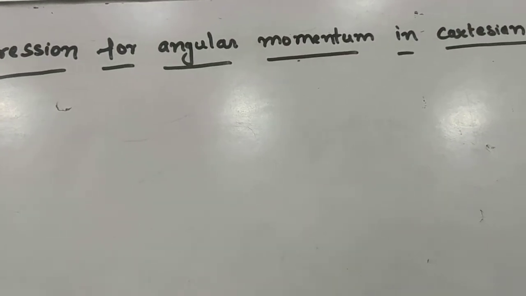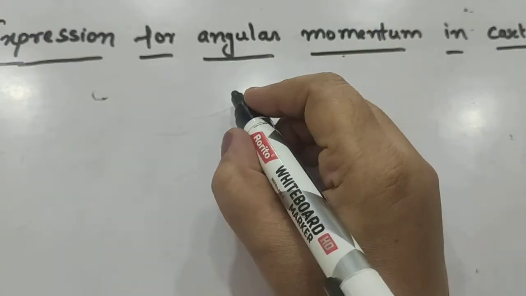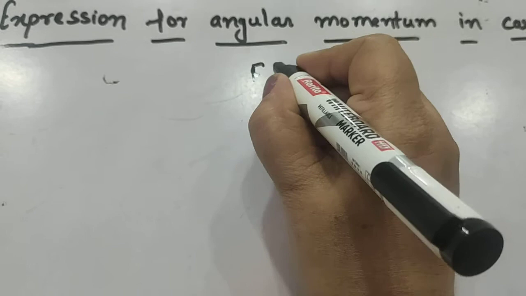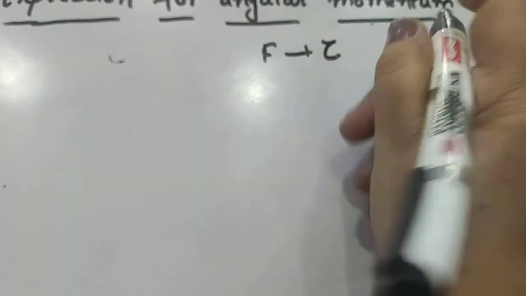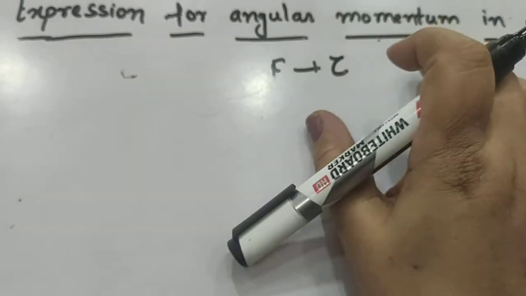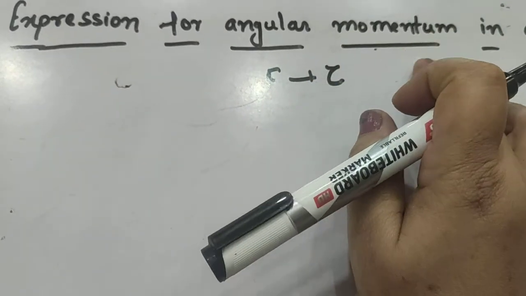Expression for angular momentum in Cartesian coordinates. Dear students, we know that the analogue of force is torque, which is the rotational effect of force. Similarly, there is an analogue of linear momentum, and that is known as angular momentum.